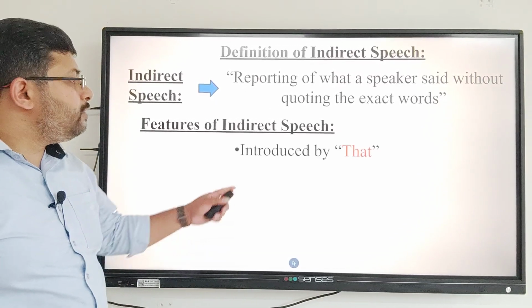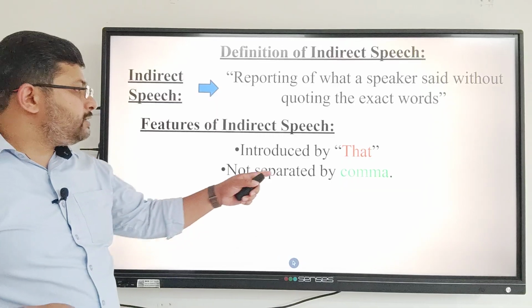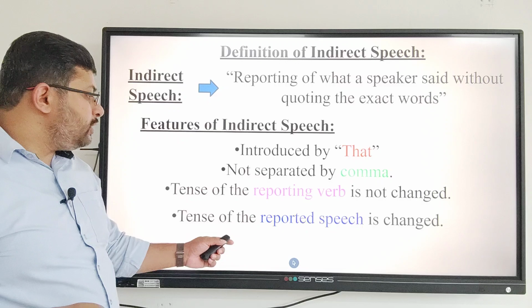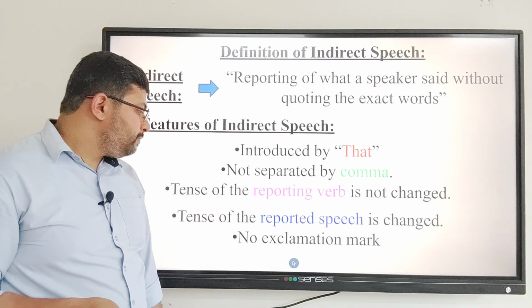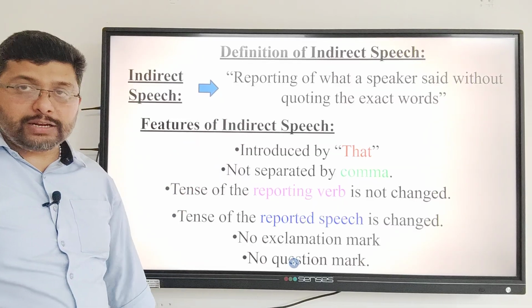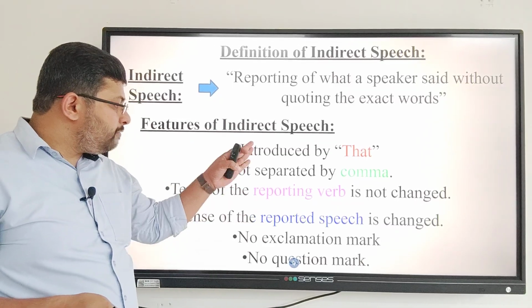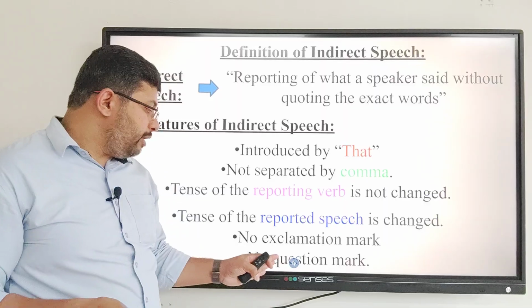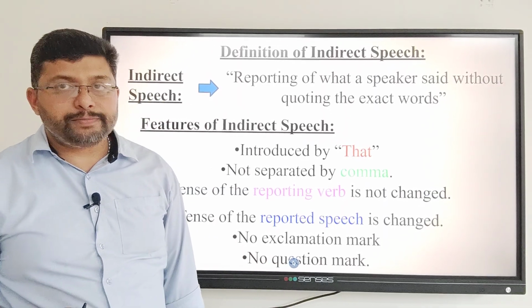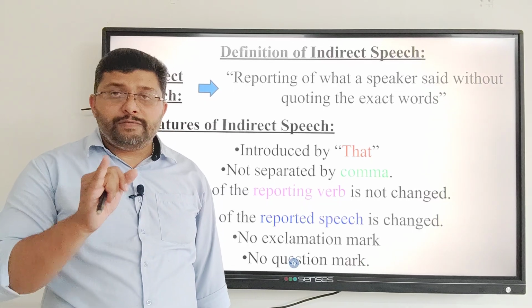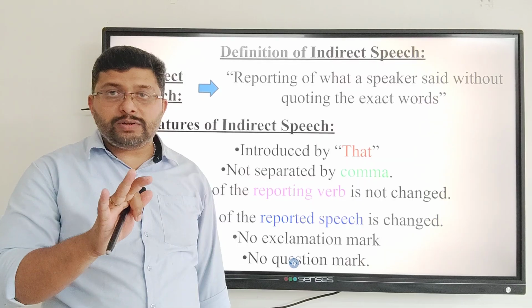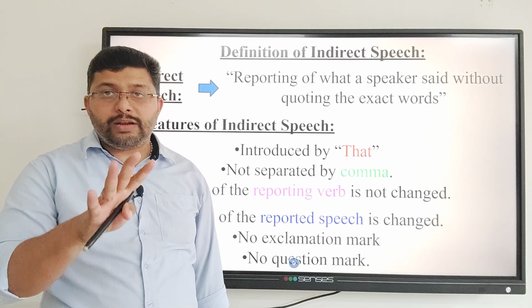First of all, introduced by that, not separated by comma, tense of the reporting verb is not changed, tense of the reported speech is changed, no exclamation mark, no question mark. I'll explain each point in detail, but before we move to the first 4 points, I'll explain the last 2 points. There are 4 types of sentences in a language, especially in English. First one, assertive sentence. Second one, exclamatory sentence. Third one, interrogative sentence. And fourth one, imperative sentence.